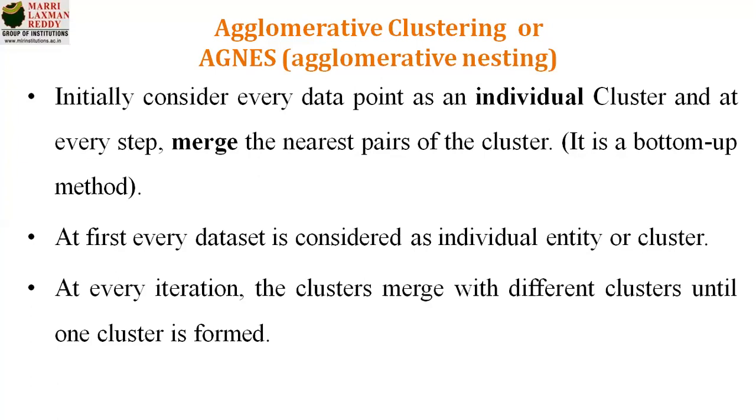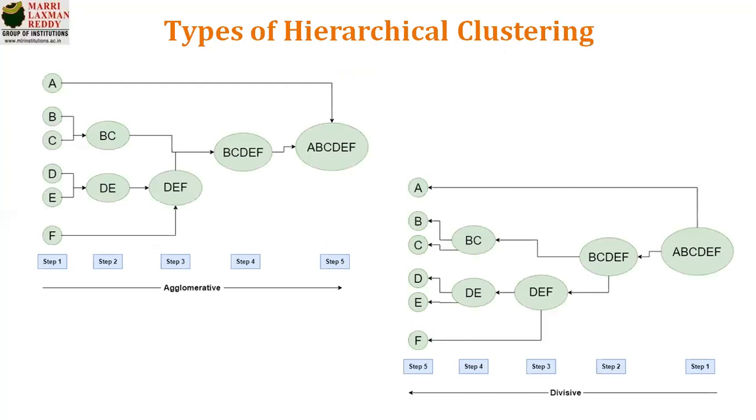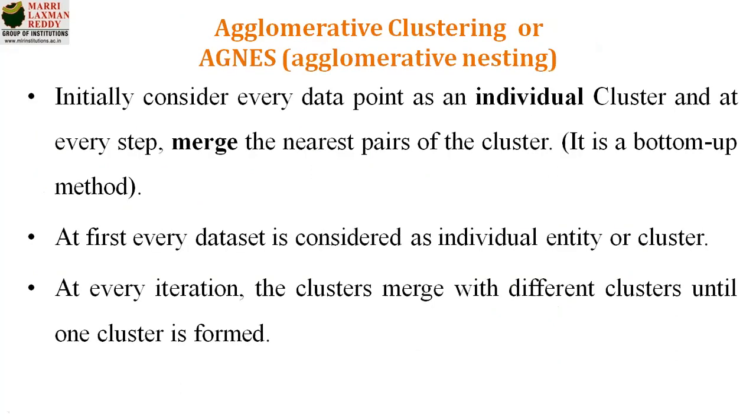And at every step, merge the nearest pairs of clusters. That's what we have seen here. At every step, I'm going to merge the nearest points. In step two, we have merged B and C and D and E. In step three, we have merged D, E with F. And in step four, I have again combined B, C, D, E, F. Likewise, in the last step, I have grouped all the points into a single place. This is how we are going to move ahead with agglomerative clustering.